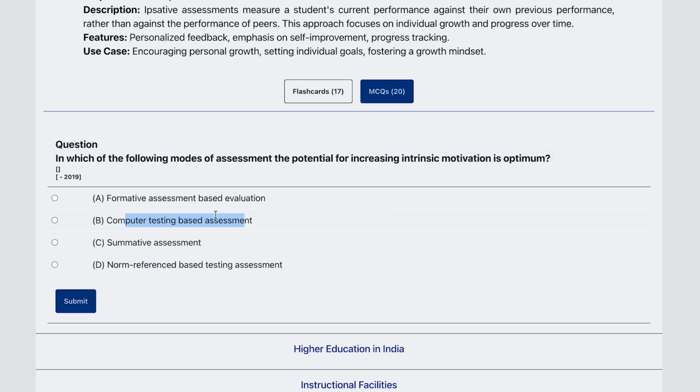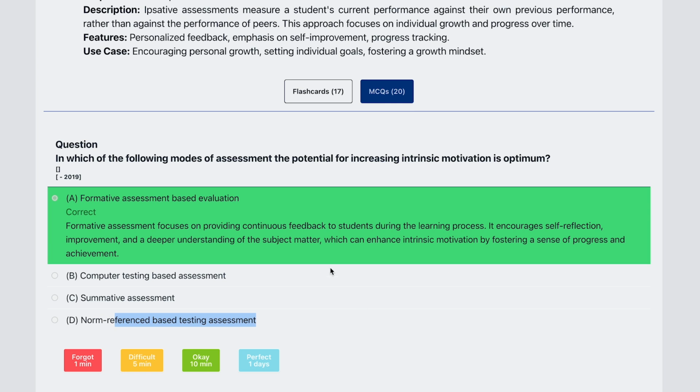Computer-based test assessment. This is a way to evaluate, but not this. Summative would be after the exam. Norm-based should be against a set of peers, so I'm guessing A is the correct answer. Perfect.